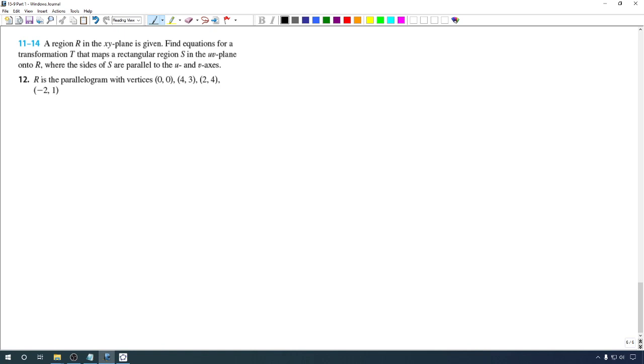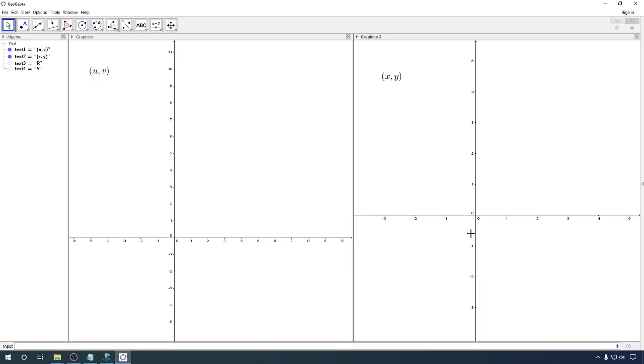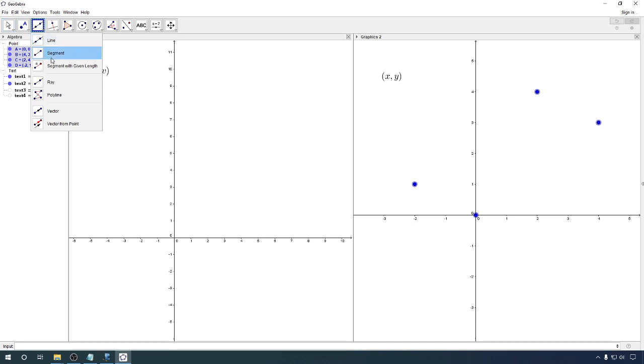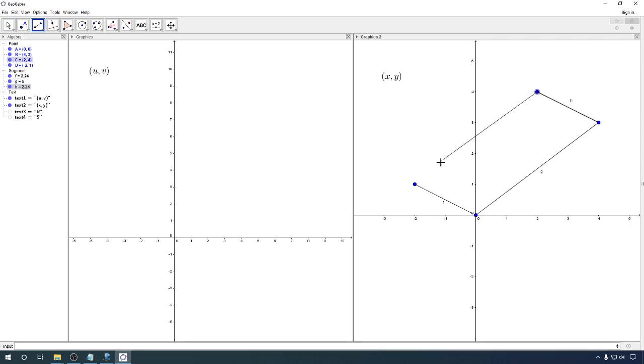Let's go ahead and plot this parallelogram, and I'll discuss it a little bit more when we've done that. So we want to graph the vertices of our parallelogram. Those are the points 0, 0, 4, 3, 2, 4, and negative 2, 1. We have these 4 points. We'll go ahead and connect them to actually make the parallelogram.